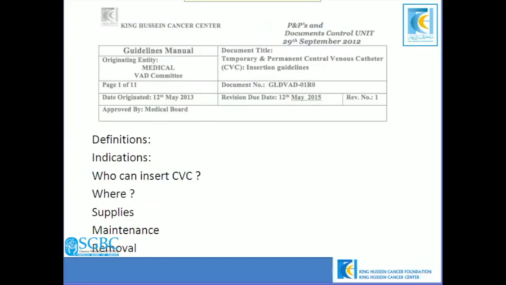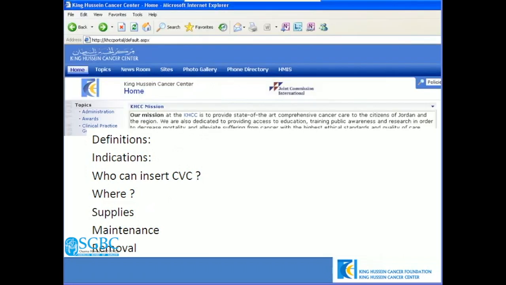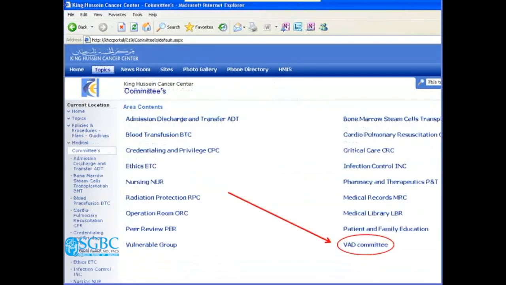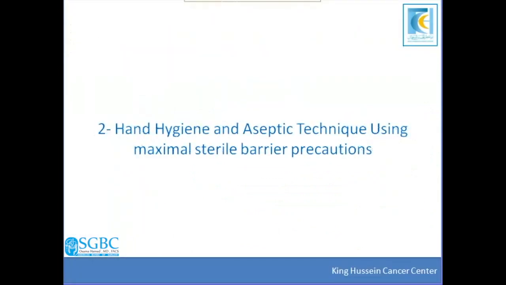This policy goes into details about definitions, indications, who can insert a CVC, where it should be inserted, the supply issues, the maintenance and removal. It tackles everything in details with the best practice guidelines available. You can find these policies in our portal, under policies and procedures, go to medical committees, and then under VAT. It's there. I encourage everybody who cares about central lines to go over it and educate your staff about it.